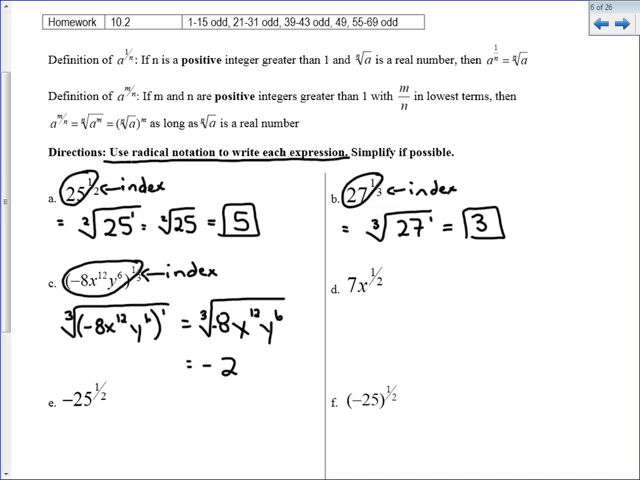How about the cube root of x to the 12th? How do we deal with those variables? Divide. For variables, it's division. You're just going to divide the exponent by your index. So we're going to get x to the 4th power, and then y, we take 6 and divide it by 3. We get y squared.